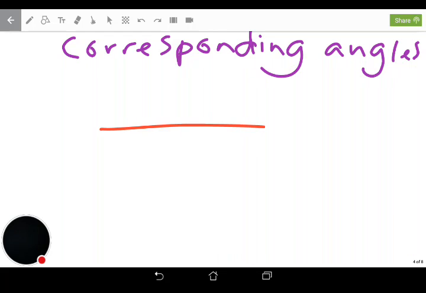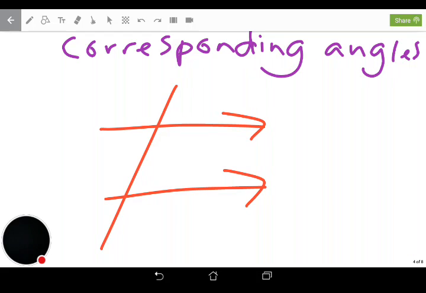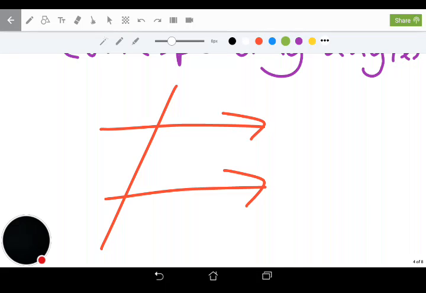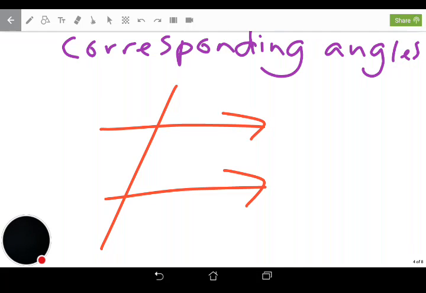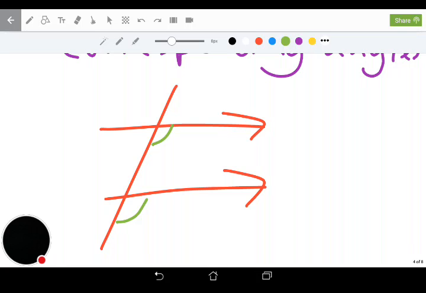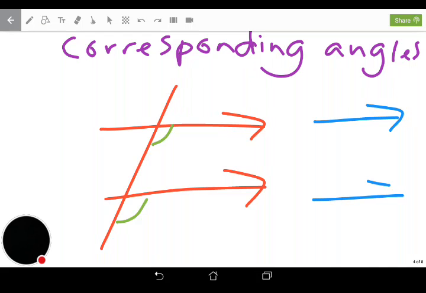Okay, so we've got our parallel lines. Again, we've got a transversal that will cut through, and the corresponding angles are the angles there. Now let's have a look at another. It could also be these as well.